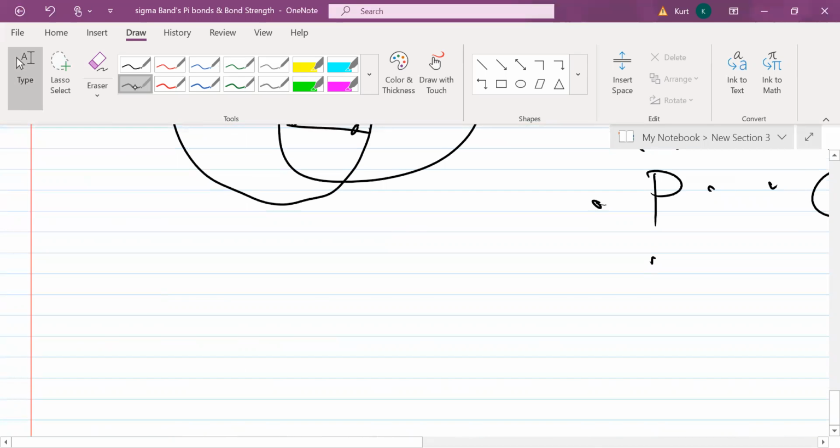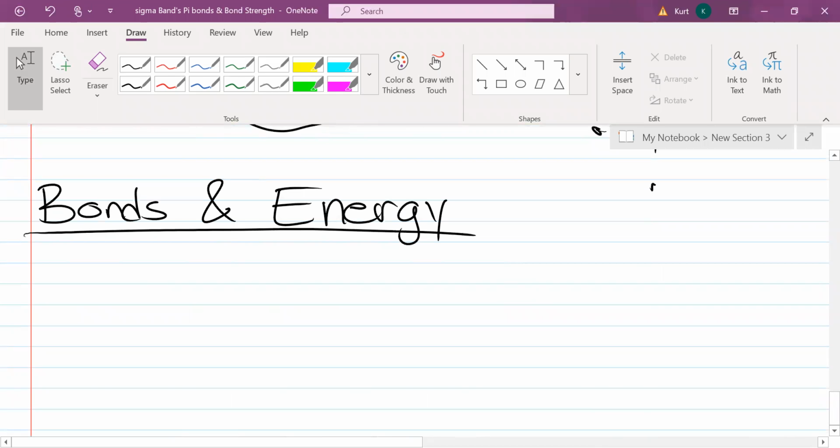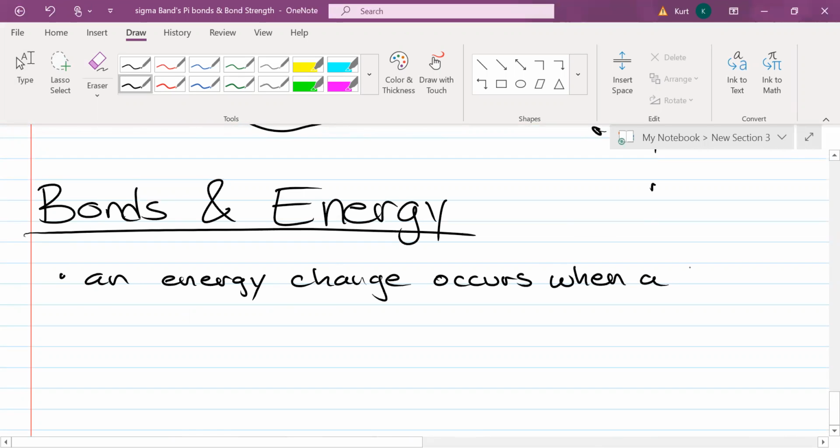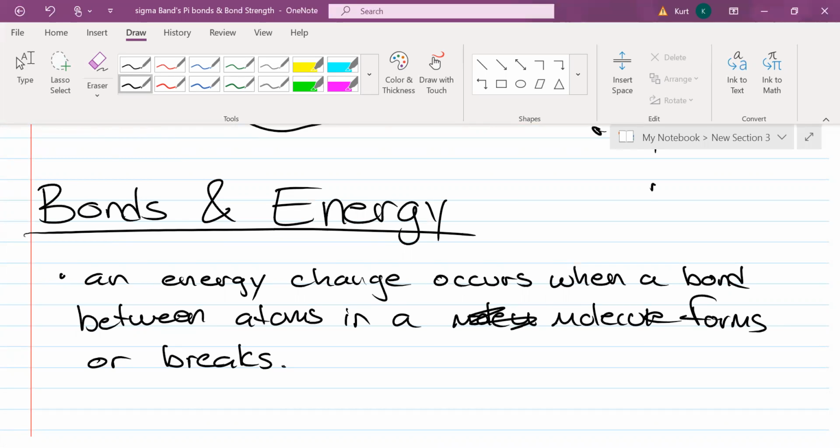Let's continue. We have about 10 minutes. So let's continue with bonds and energy. It takes energy to break a bond and it takes energy to build a bond. But it depends on which way energy is going. A few weeks ago, we discussed endothermic and exothermic. Endo means energy is being absorbed. Exothermic means energy is being released.